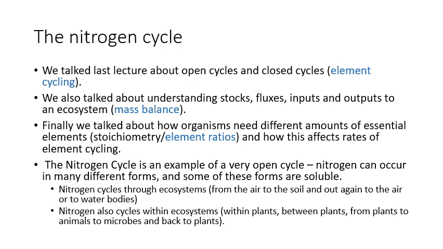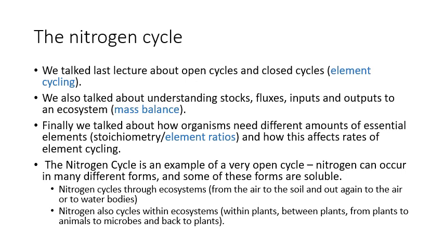In the last lecture, I talked to you about open cycles and closed cycles, and that I used the term element cycling for that. We also talked in the last lecture about understanding stocks, fluxes, inputs, and outputs to an ecosystem, and we called that mass balance. Finally, we talked about how organisms need different amounts of essential elements. We used the word stoichiometry or element ratios for that, and we talked about how this affects the rates of element cycling.